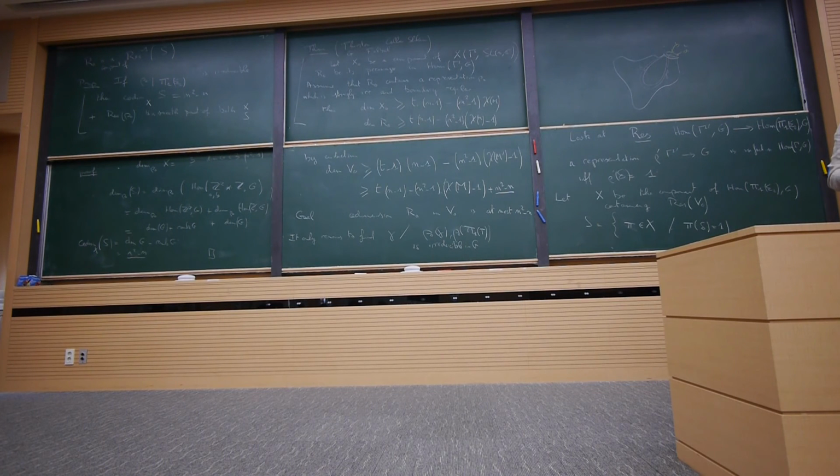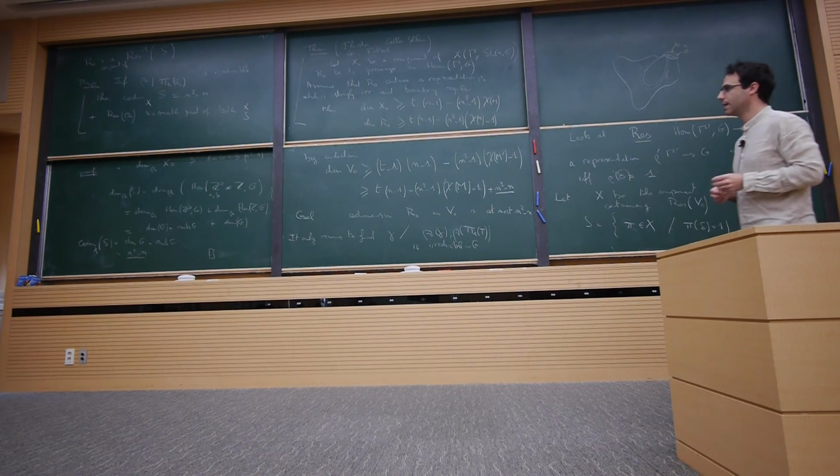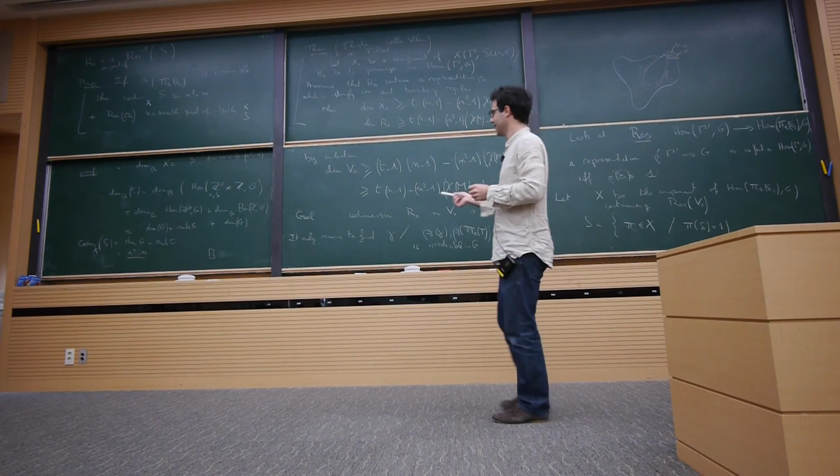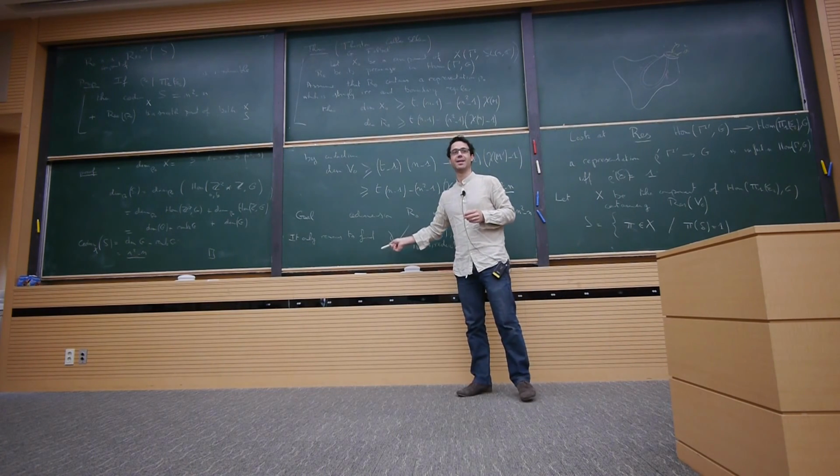Questions? How do you use a strong irreducibility instead of irreducibility? Because it's needed here. Perfect. Okay.